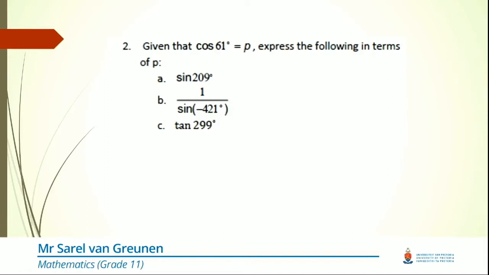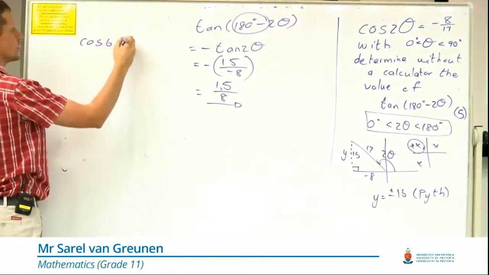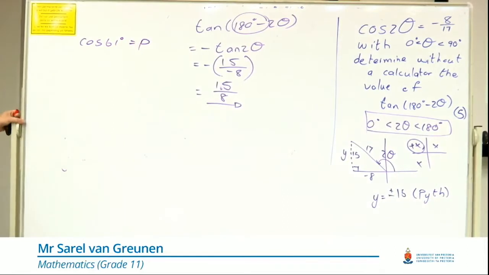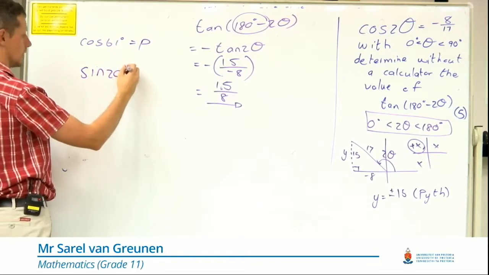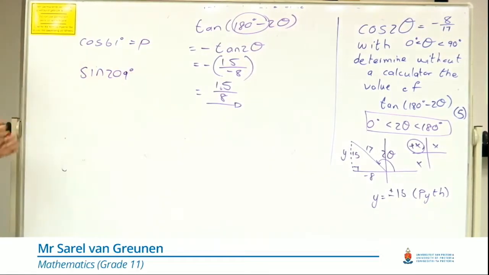Now we can make it funky, we can make it p, we can make it 1 minus p, we can make it roots in there, it really doesn't matter much. But the question is, given that cos of 61 degrees is p, so cos of 61 degrees is p, determine sine of 209.